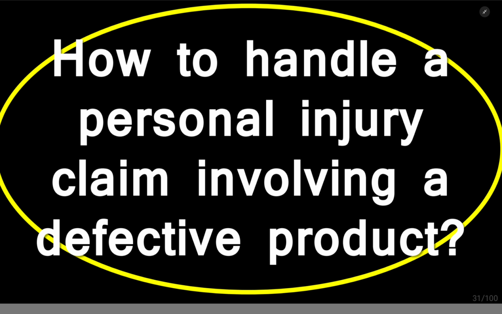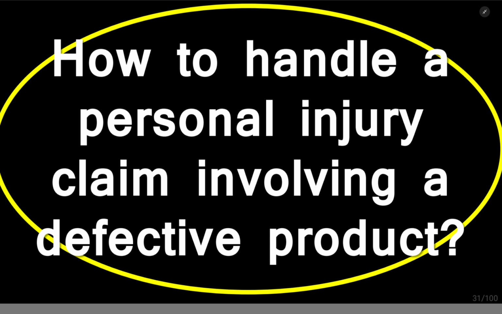The purpose of this guide is to provide a clear understanding of how to navigate a personal injury claim involving a defective product. So, point number one is understanding product liability. Product liability refers to the legal responsibility of manufacturers, distributors, and sellers when a product causes harm due to a defect.